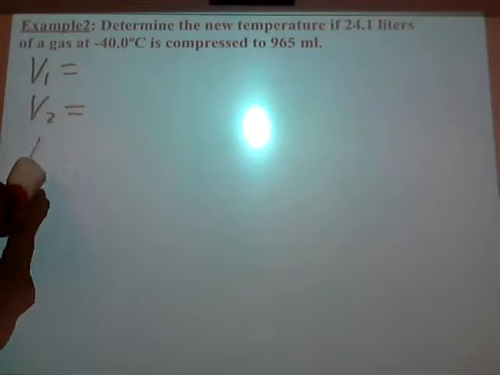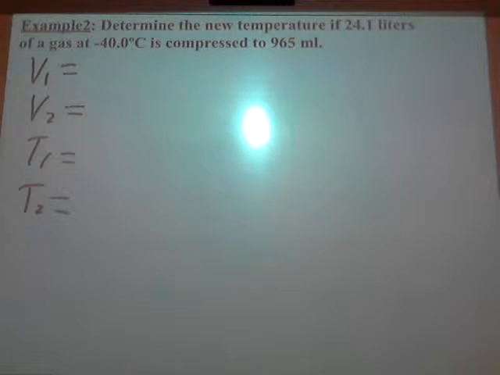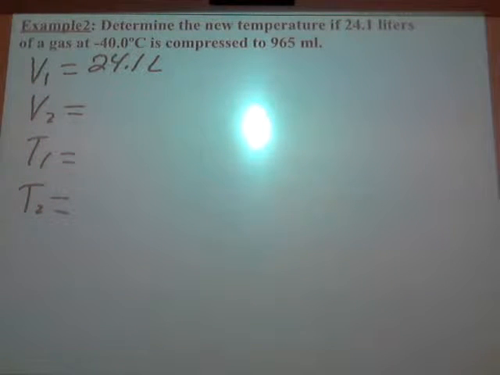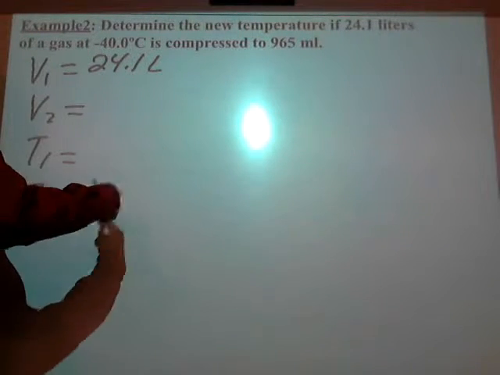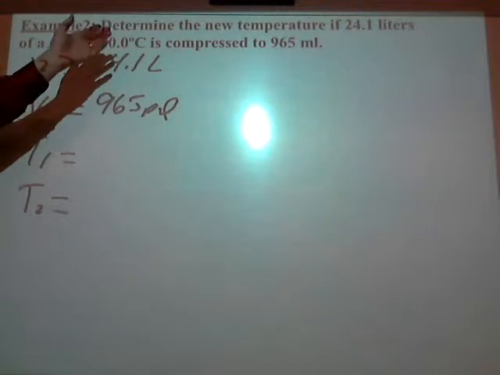V1, V2, T1, T2. What's my initial volume here, people? Read it. Marcus, what do you think? 24.1 liters. Good. Okay. Ellie, what's my V2? 965 milliliters. Good. It's compressing it to 965.